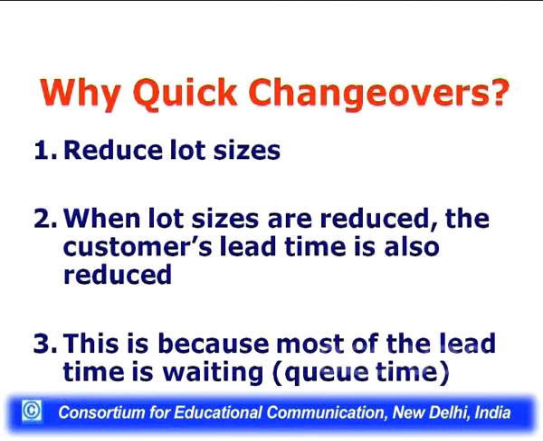Reduce lot sizes. For that we require the changeover time or the setup time to be at a minimum level. When lot sizes are reduced, the customer's lead time is also reduced. Lot sizes we have already discussed, because if the lot size is small, then we will have less inventory maintained in the factory. Work in process inventory will also get reduced. This is because most of the lead time is waiting time, queue time. So, we must attack the setup time, we must attack the changeover time.